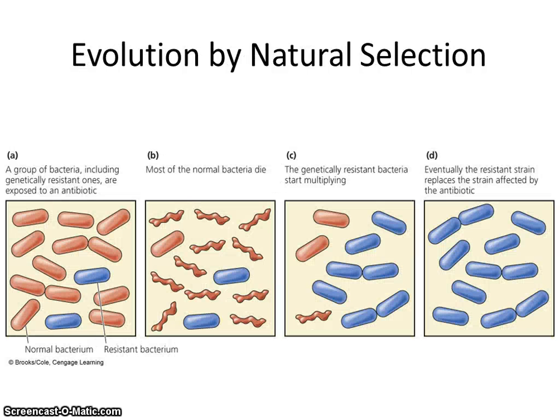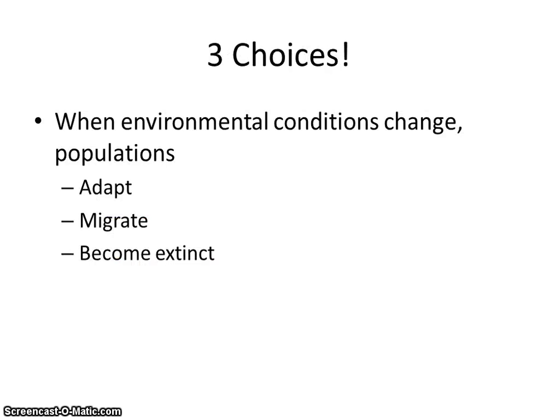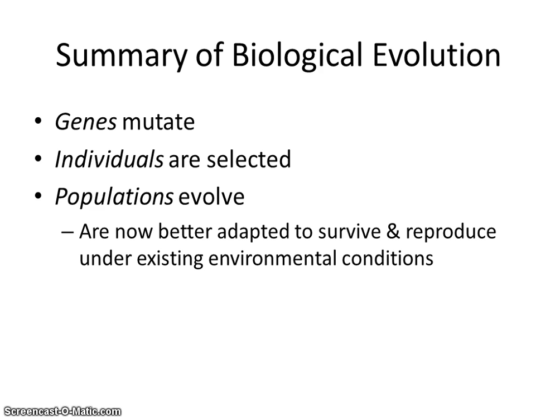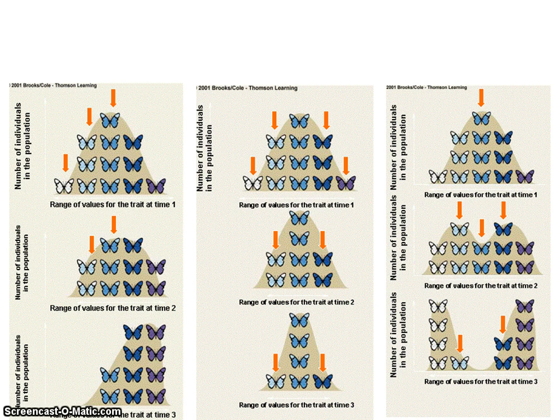We talked about bacteria and how they can be selected through antibiotics to super evolve. And we talked about already that you've got 3 choices if conditions change. You can adapt, you can migrate, or you can become extinct. And so these are reasons why populations may need to evolve over time. So in summary, it's genes that mutate, individuals that are selected, and populations evolve so that they are better able to survive and reproduce under existing environmental conditions. This is a look at your different selections.